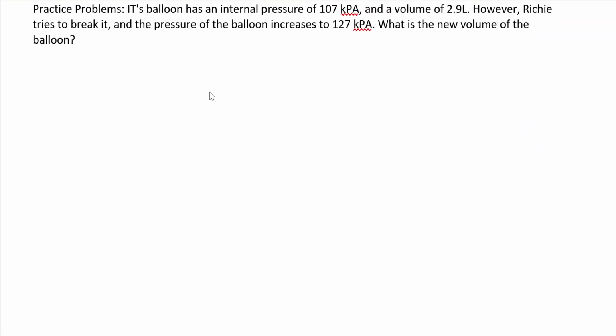Okay, in this question, a balloon has an internal pressure of 107 kilopascals, and a volume of 2.9 liters. However, Richie tries to break it, and the pressure of the balloon increases to 127 kilopascals. What is the new volume of the balloon?